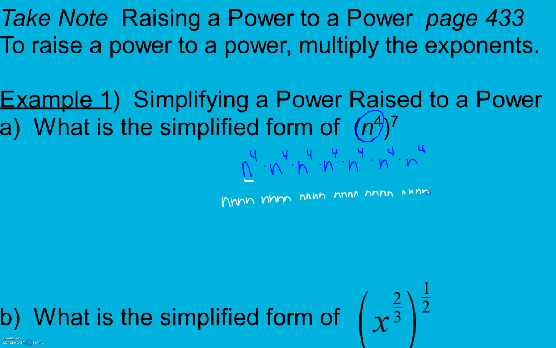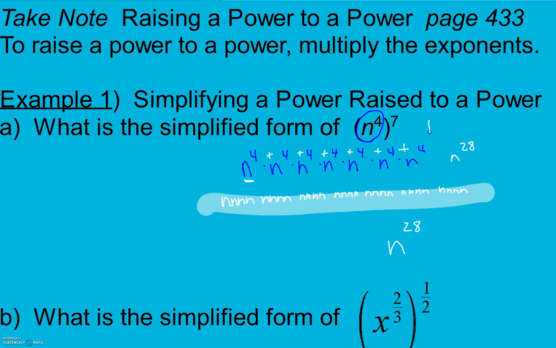So if I were to multiply all of this out and write it all out, this is what I would have. If I count up my n's there, I have 1, 2, 3, 4, 5, 28 of them. If I counted up all of these, I'd have n times itself 28 times. So rather than writing that out every time, we can use our property here. We have n to the 4th 7 times. So here I could have just added my exponents, and I would have gotten to 28 the same way.